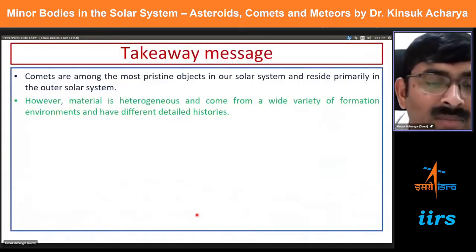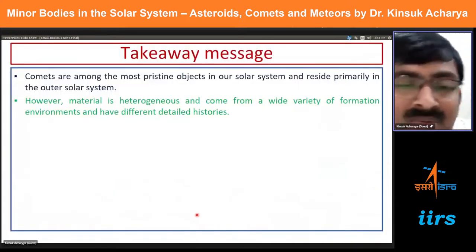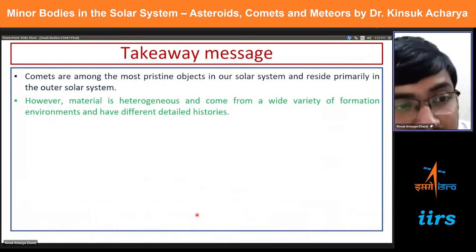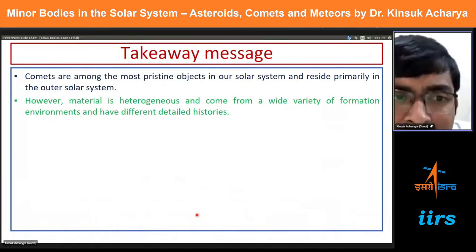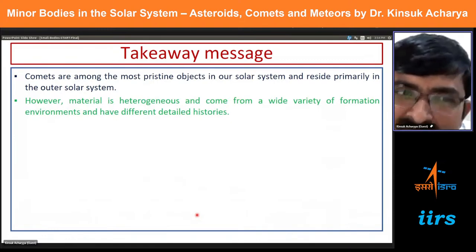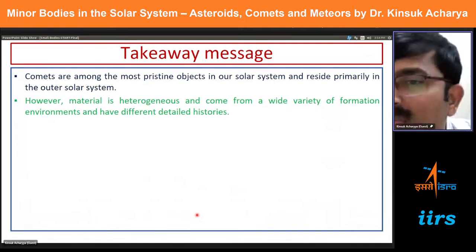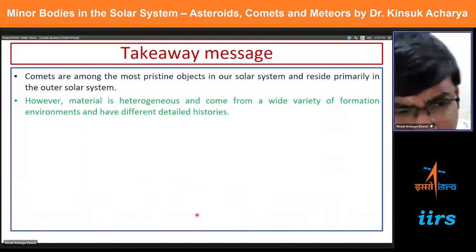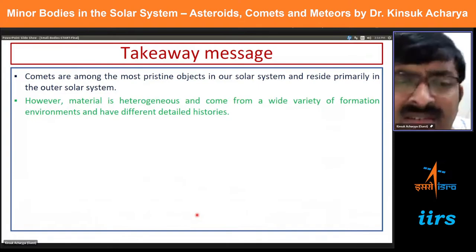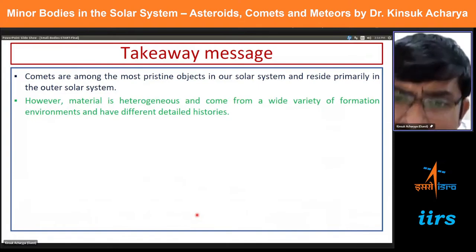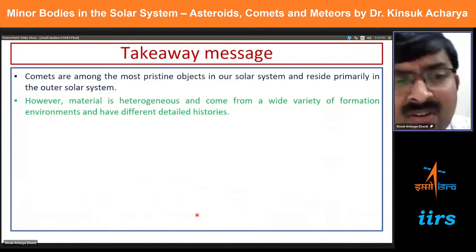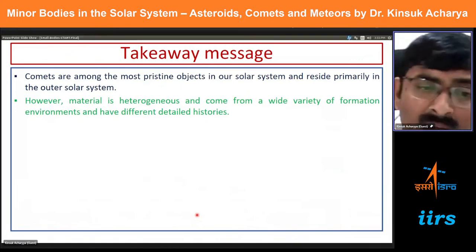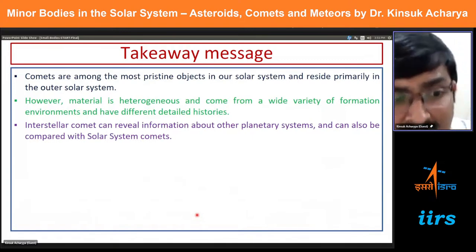Now I'm towards the end of my presentation, so I will first give you the take-away messages. Let us start with the comets. You can understand the comets are among the most pristine objects in our solar system, and they reside primarily in the outer solar system. What we found is that the material is heterogeneous and comes from a wide variety of formation environments and has different detailed histories. So you can understand how important their study is.